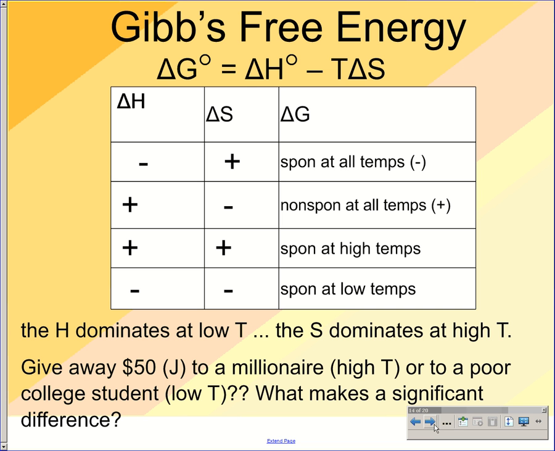This is the final. If you understand this table, then you understand Gibbs free energy.